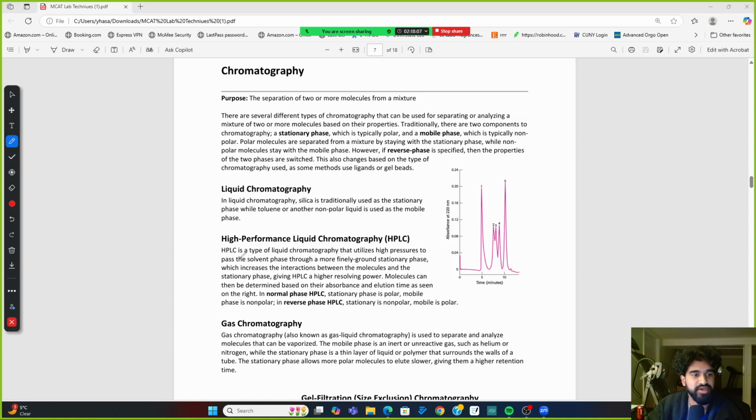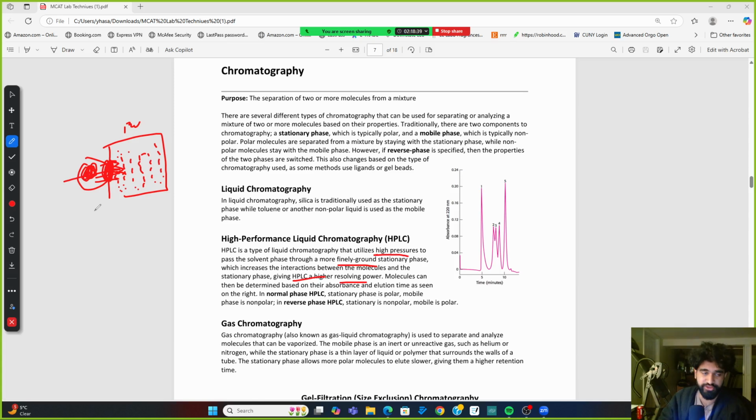High pressure liquid chromatography. HPLC is a type of liquid chromatography that uses high pressures to pass the solvent phase through a more finely ground stationary phase, which increases the interactions between the molecules and the stationary phase, giving HPLC high resolving power. You have a container, you have a pressure generator, you have samples at the end of this, and you have a very fine powder inside of here. That's polar. You pressurize this toluene or hexane, and you slam all of that into this stationary phase, and you just punch it through, right? And whatever comes out first is whatever's least attracted to that and the smallest. So it's going to be the nonpolar, whatever comes with the solvent, and the smallest.